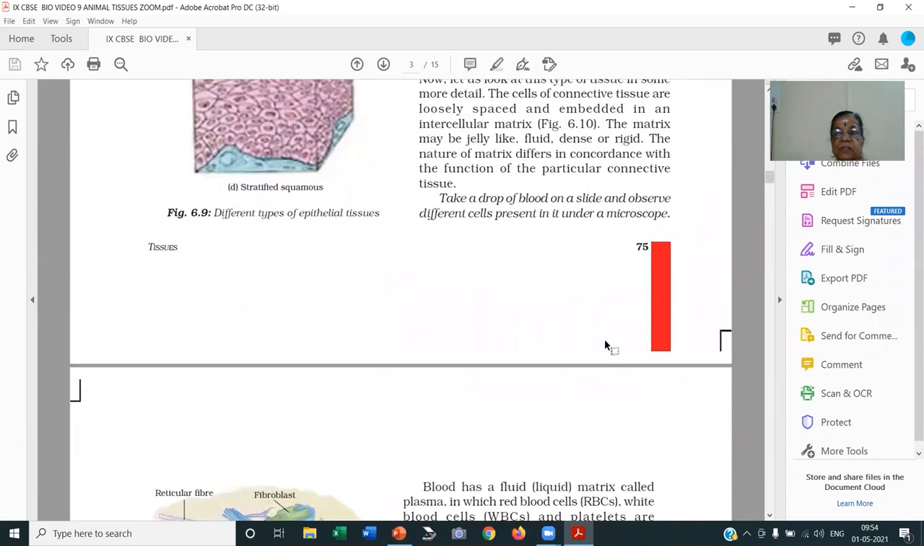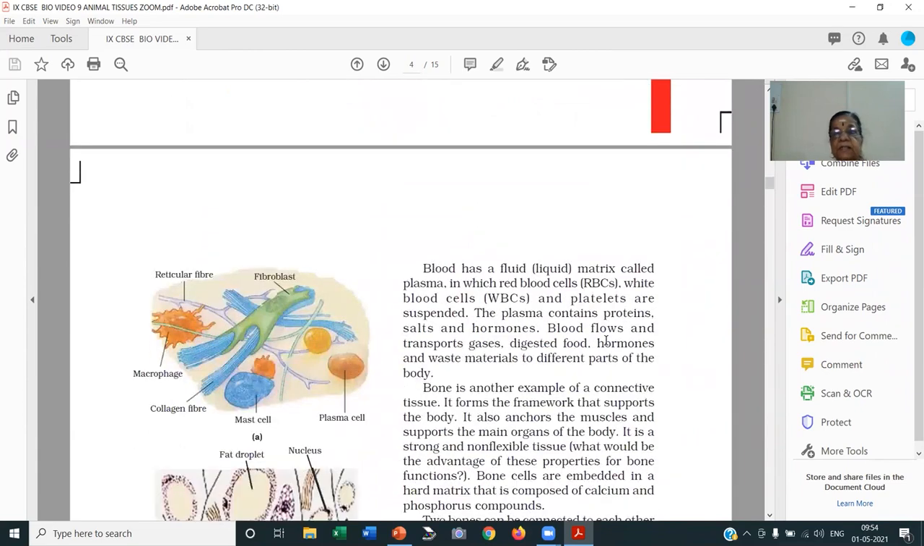This is the connective tissue that has a fluid matrix called plasma, in which red blood cells, that is RBC, white blood cells, WBC, and platelets are suspended. RBC is otherwise called erythrocytes, WBC leukocytes, and thrombocytes are platelets. In a previous video session, I have spoken about this. You should learn it. I hope you have noted it down.